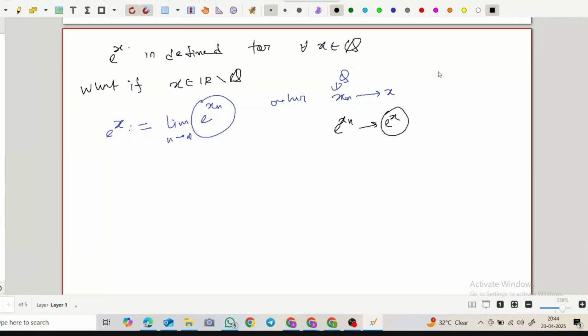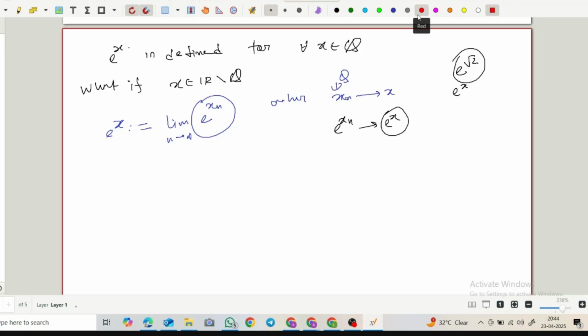So basically what you are doing is that, to define e to the power root 2, you are assuming that the function e to the power x is continuous at root 2. That doesn't make sense. That is the fallacy. We are trying to define it. Okay.